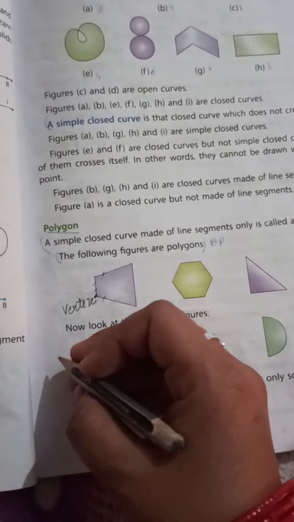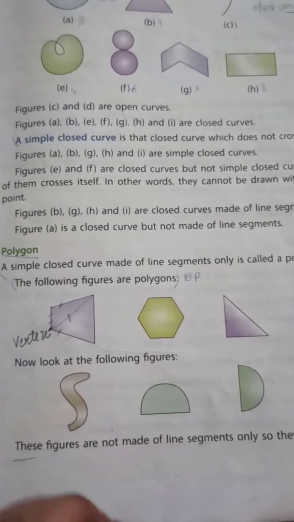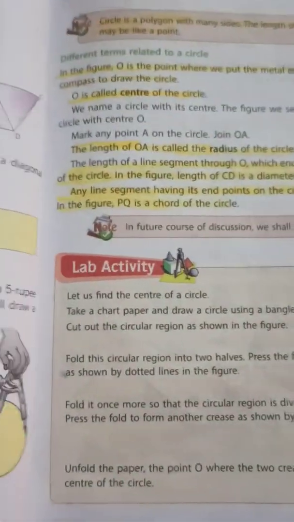If we join any two non-adjacent vertices, the line is called a diagonal. This is not in detail in our book, so let's move forward.